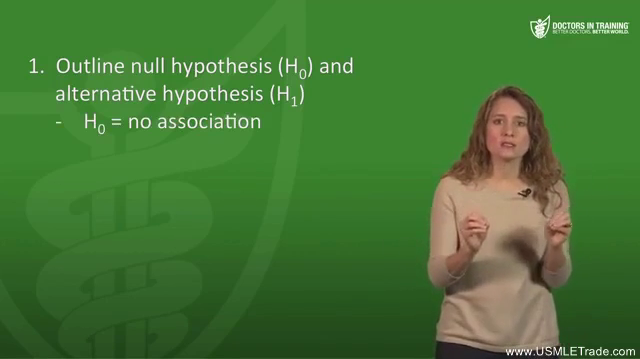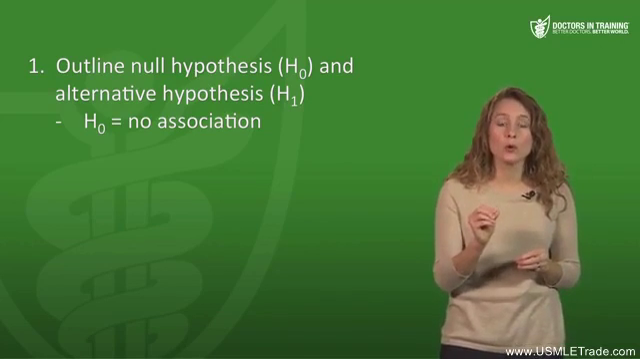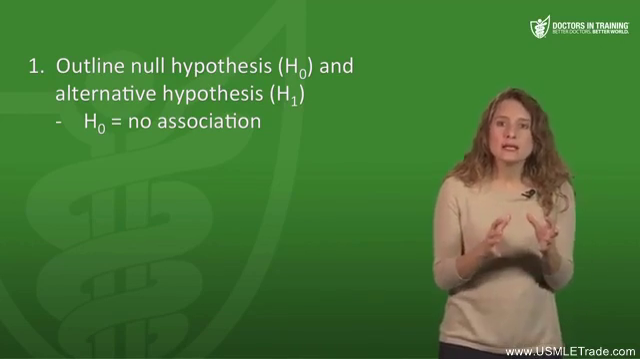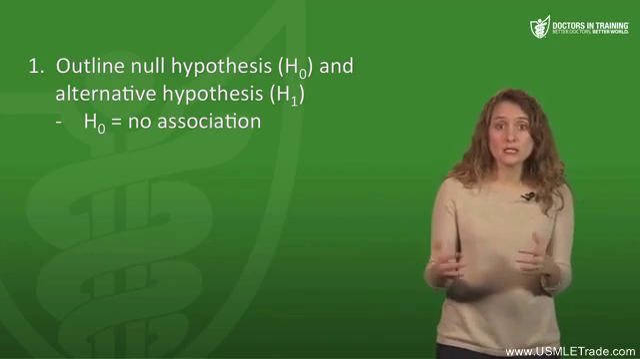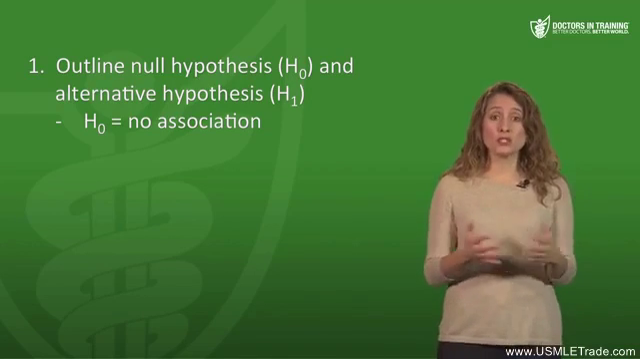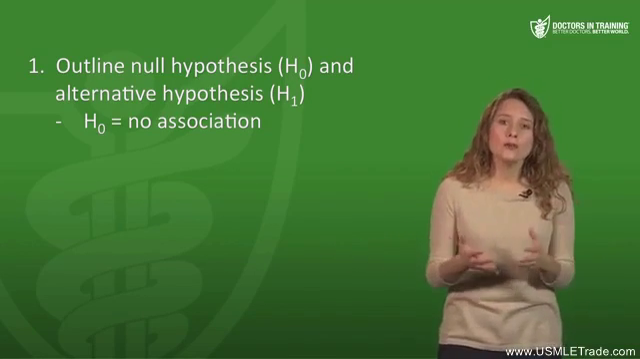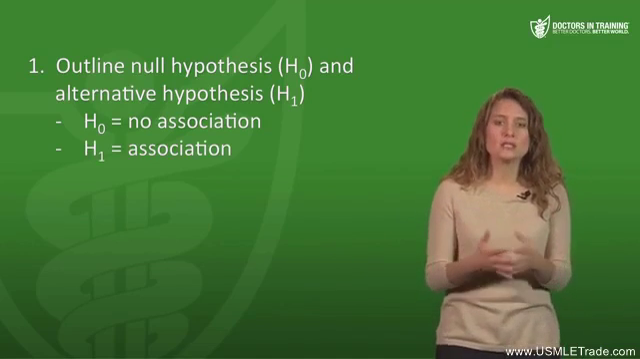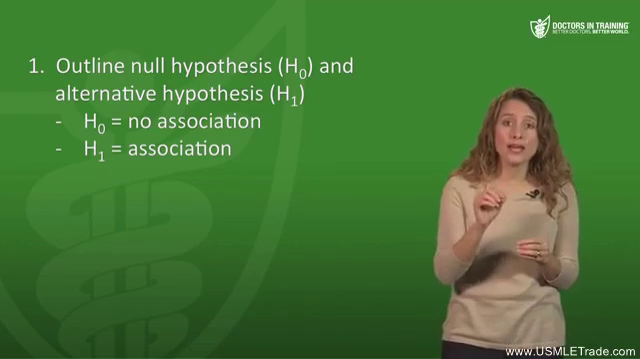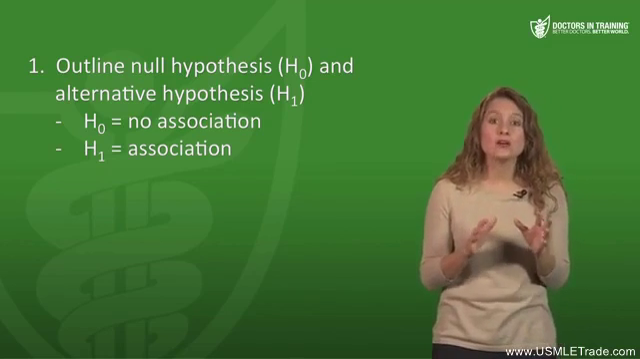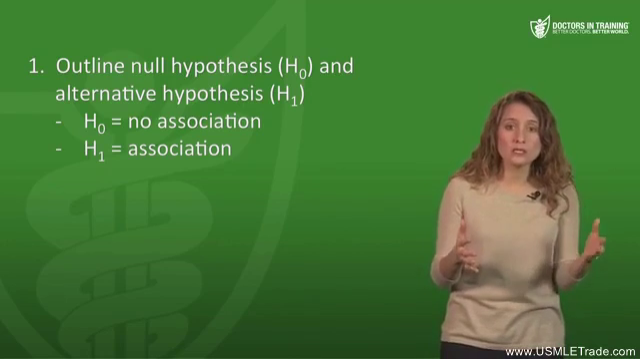The null hypothesis, which is designated by a capital H and a subscript 0, or H naught, states that there's no association between the exposure and the outcome or disease. In other words, the null hypothesis is just saying that something is not related to something else. On the other hand, the alternative hypothesis, designated by a capital H and a subscript 1, or H1, states that there is indeed an association between the exposure and the outcome or disease of interest.